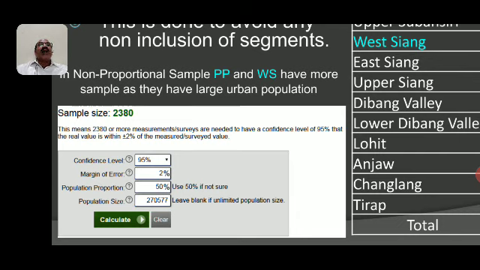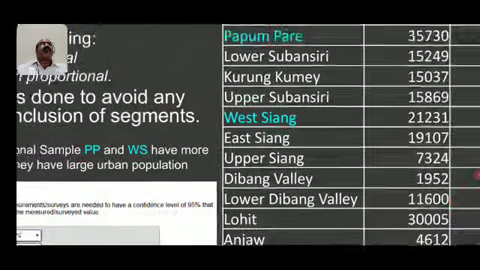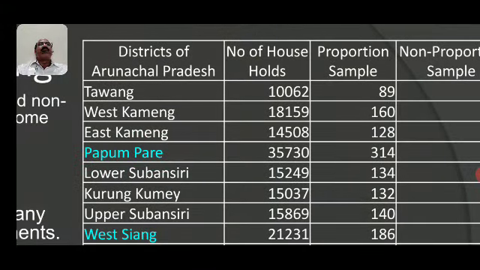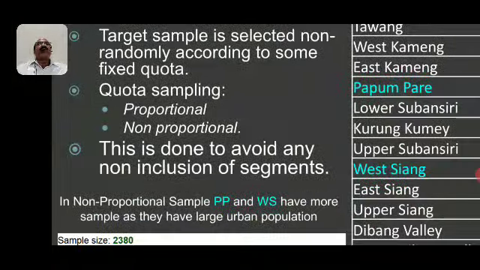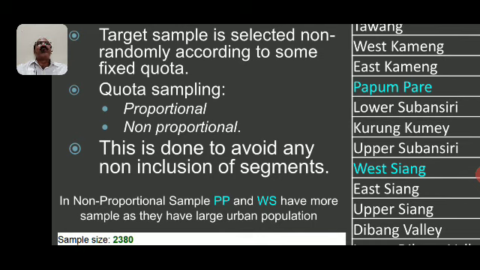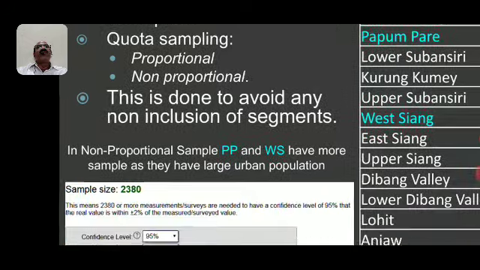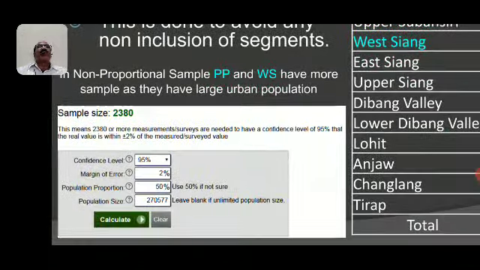So here we will see the example. How many households? See, this is a district of Arunachal Pradesh, number of households. Then we will see proportional sample and non-proportional sample too, because quota sampling has 2 types: proportional and non-proportional. Proportional is less biased and non-proportional is more biased. This is done to avoid any non-inclusion of any segment. So I don't want to exclude, or I want to exclude. So in both ways I can work.